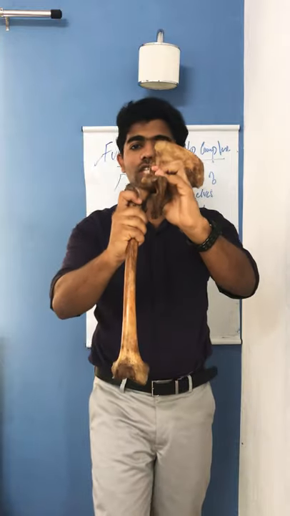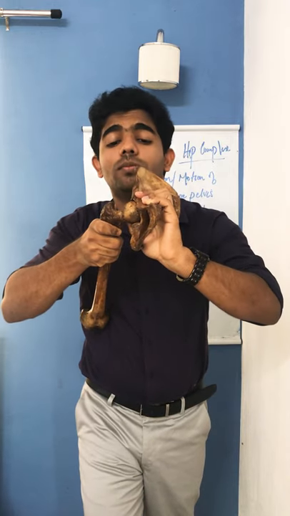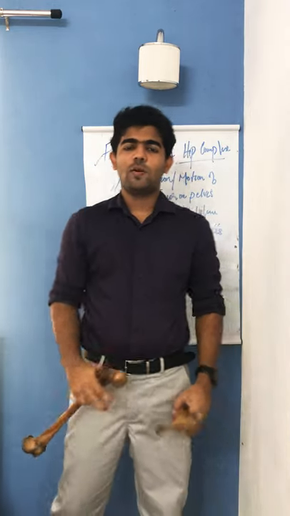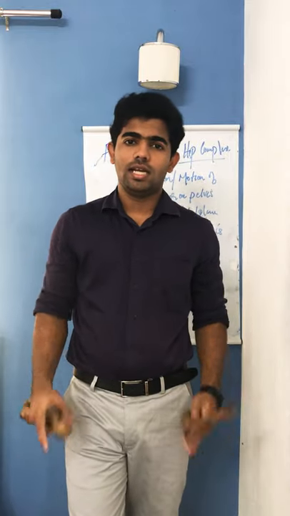And similarly, in extension, what happens to the head of the femur? The head of the femur moves anteriorly. So in extension, the head of the femur moves anteriorly inside the joint cavity, and the distal end or shaft of the femur moves posteriorly. Clear? That is the difference between osteokinematics and arthrokinematics.